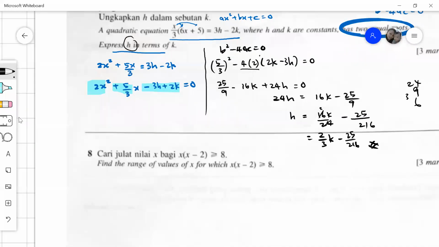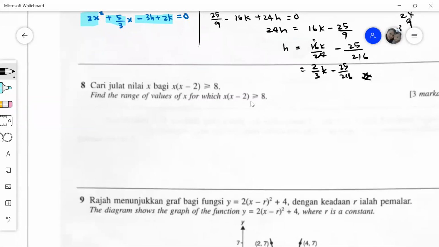Number 8. Find the range. This one is very straightforward. It is just inequality. So expand first. Always, when you see a bracket, always expand first. So we will have x squared minus 2x greater or equal 8. Bring it over there because it's the quadratic form. When it is quadratic form, always write ax squared plus bx plus c together, whether it is equation or inequality. So we will have x squared minus 2x minus 8 greater or equal 0.